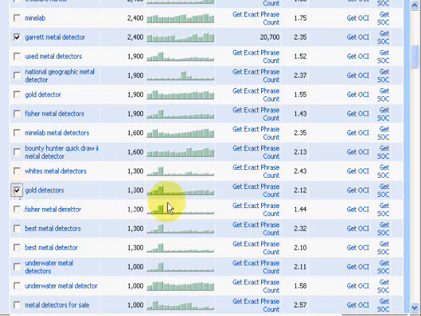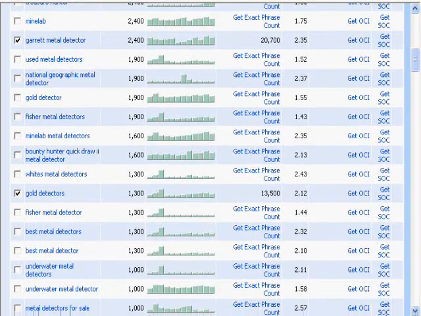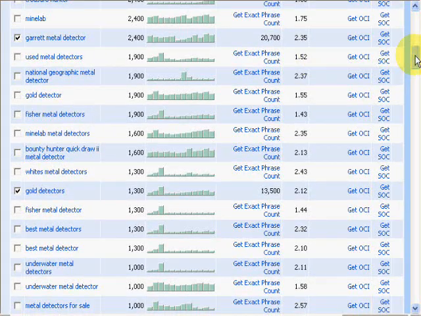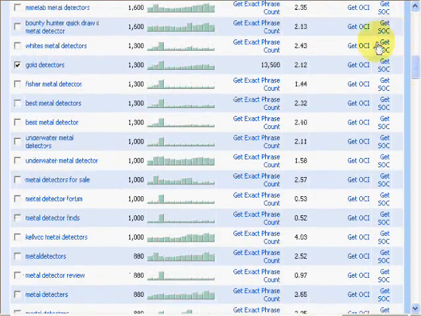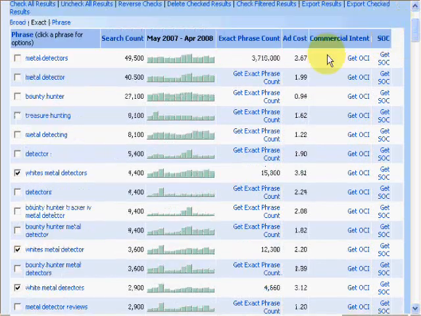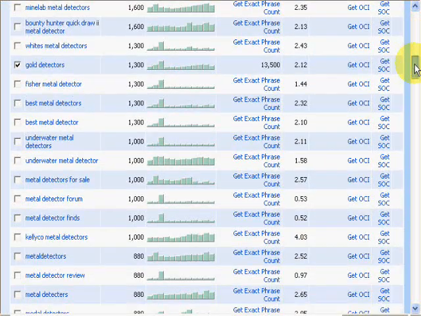So let's go to gold detectors. That one here is below our line. So we've got a good starting point as far as niche keywords to explore for this possible niche or micro niche for metal detectors. So I'll go ahead and look through more of these. And in our next video, we'll explore the other two options, which is the commercial intent as well as the strength of competition, to find out if these keyword phrases are worth exploring.